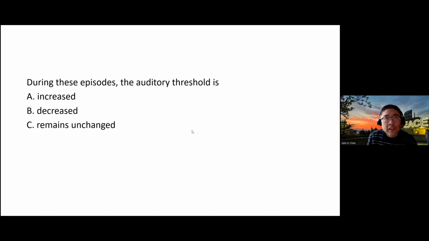Dr. Irfan, can I ask, for those of us who may not be familiar with the term, when you say auditory threshold, what is meant by that?